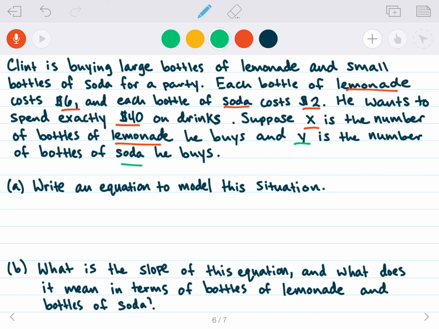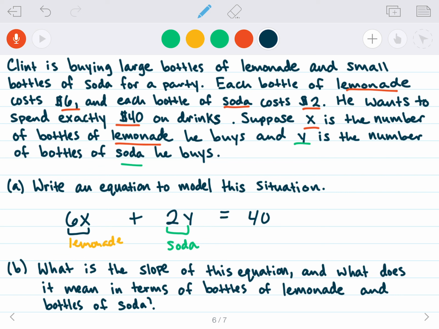So first of all, for the lemonade, we're using X to represent the number of bottles of lemonade. And each bottle costs $6, so altogether that's going to cost 6 times X, right? That's the lemonade part. All right, and so that's the first part. The next part is the soda. So the soda costs $2 a bottle, and we're going to use Y to represent the number of bottles of soda he buys. So 2 times Y, this is going to represent the soda part. And altogether, he wants this to come out to be $40. So equals $40. So this is an equation that would model this situation.